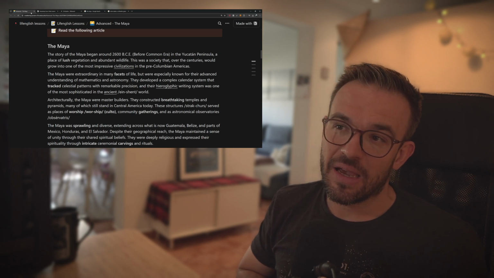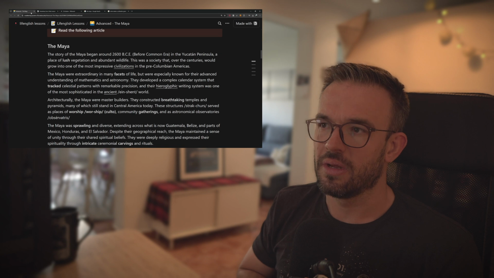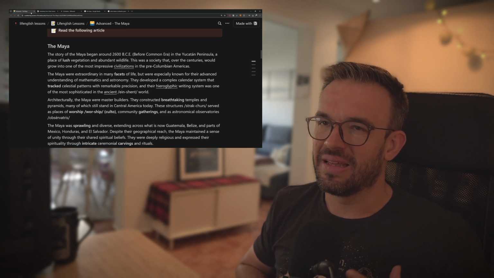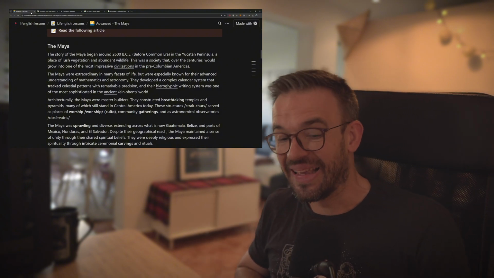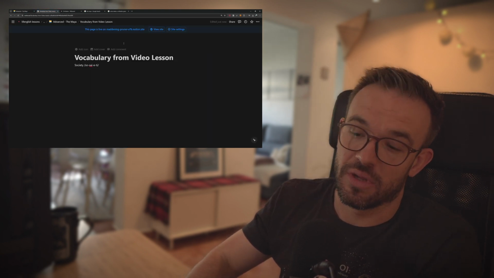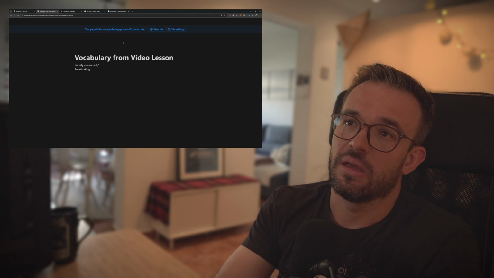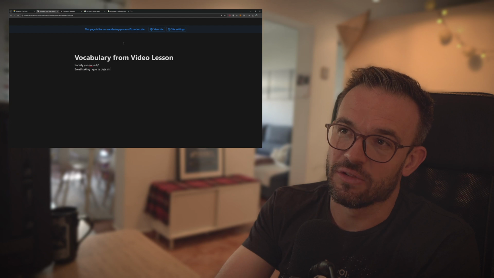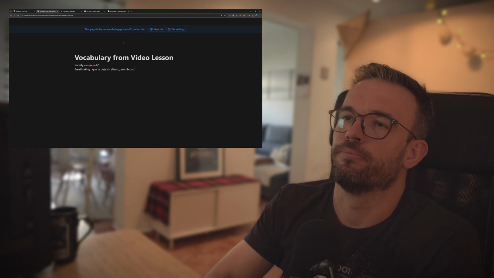Architecturally, the Maya were master builders, eran maestros constructores. They constructed breathtaking temples, templos asombrosos. Literalmente breathtaking significa que te quita el aliento, ¿vale? Breath es aliento y take pues se lo lleva, ¿no? Breathtaking, que te deja sin aliento, que asombroso, ¿vale? Que te deja en asombro.